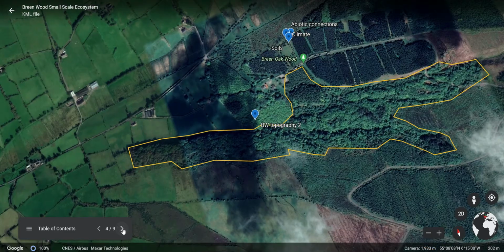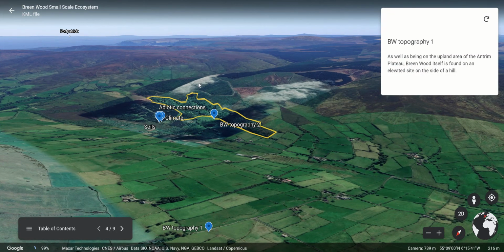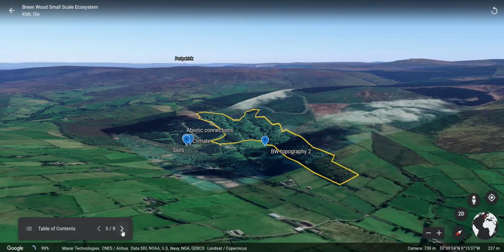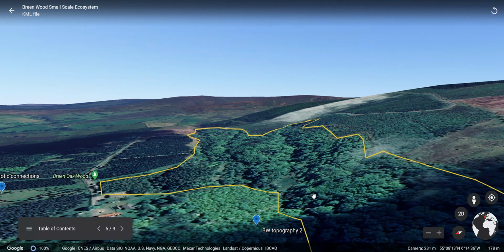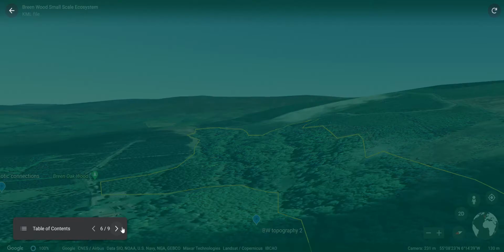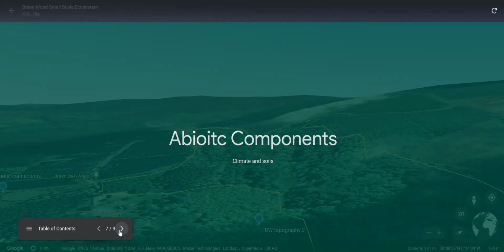Okay, let's have a look from the side to get a little bit of a sense of the topography of it. As you saw in the Ordnance Survey map, it sits on the side of a slope here, and there's the upland area of the Antrim Plateau. So this angle gives you the sense of the slope. That's going to be quite important in terms of how drainage happens and what happens to the rain that falls here. Okay, let's take a closer look at those abiotic components. We're going to focus in especially on climate and soils.